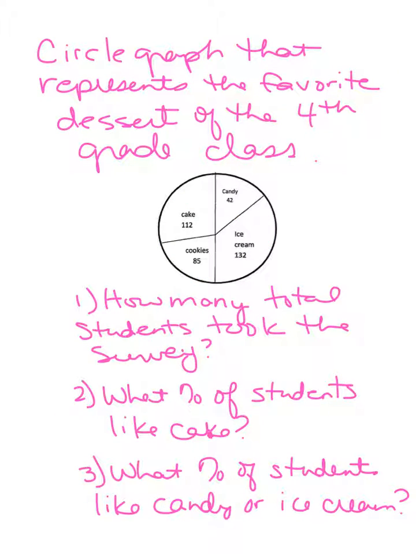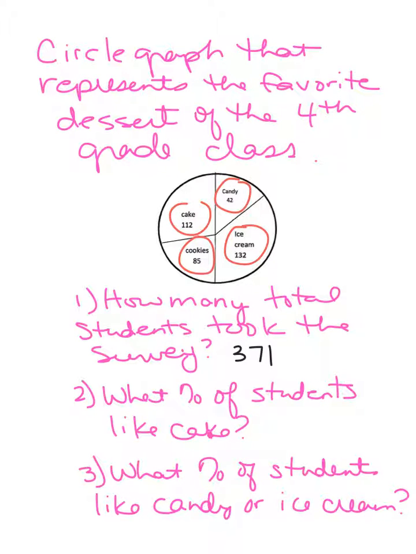The circle graph here represents the favorite dessert of the 4th grade class. So if we look, we see we have lots of options. We have candy, we have ice cream, cake, and cookies. And the numbers show the number of students that answered this response. So how many students took the survey? We'll add all those responses together, the number of people, and we have 371.